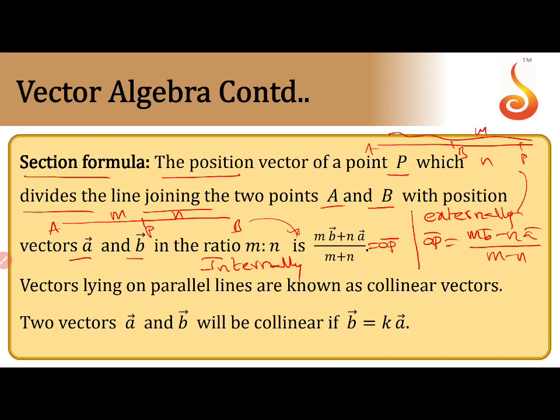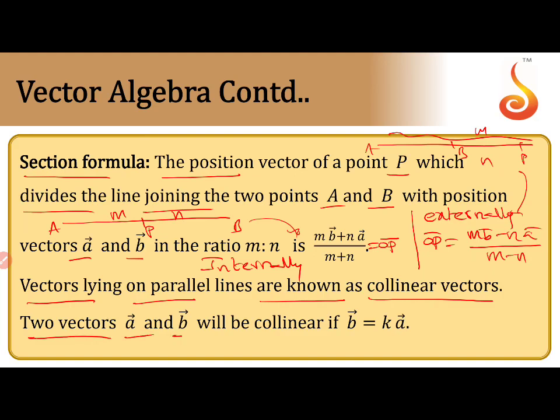Everyone knows this formula. Next, collinear vectors. The vectors lying on the same line or parallel lines are known as collinear vectors. Now, how to check the collinearity of two vectors?